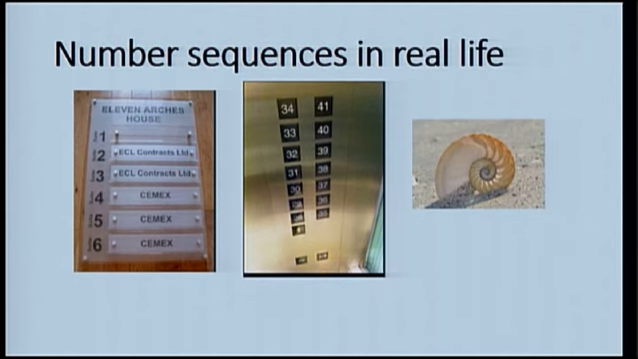Let us look at some real-life examples of number sequences. If you look at the first picture, you can see that there is a pattern 1, 2, 3, 4, 5, and 6. This is found in buildings. You also have sequences in leaves. Or if you look at this shell, you can see that there is a pattern. And this is what we are going to learn about today.